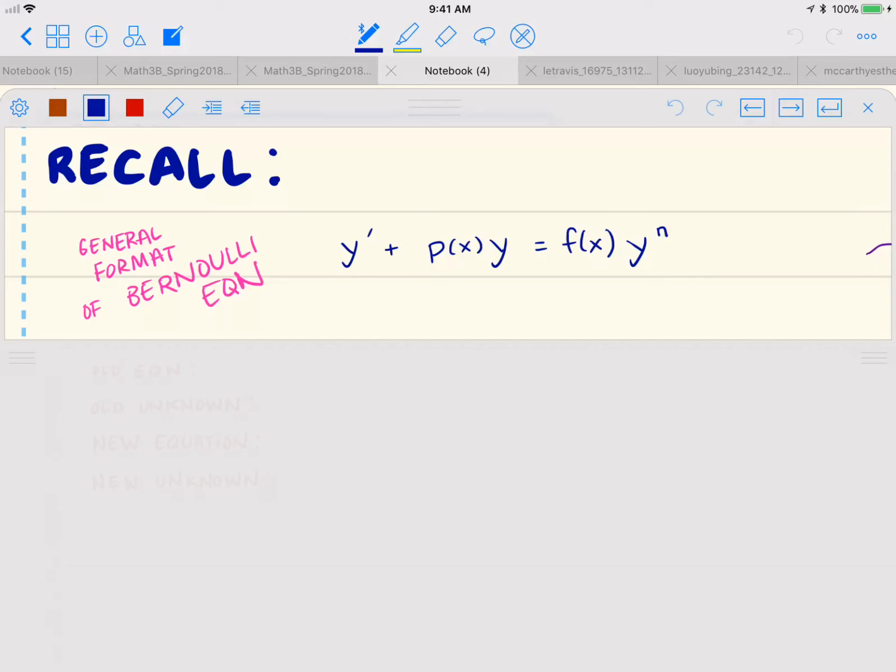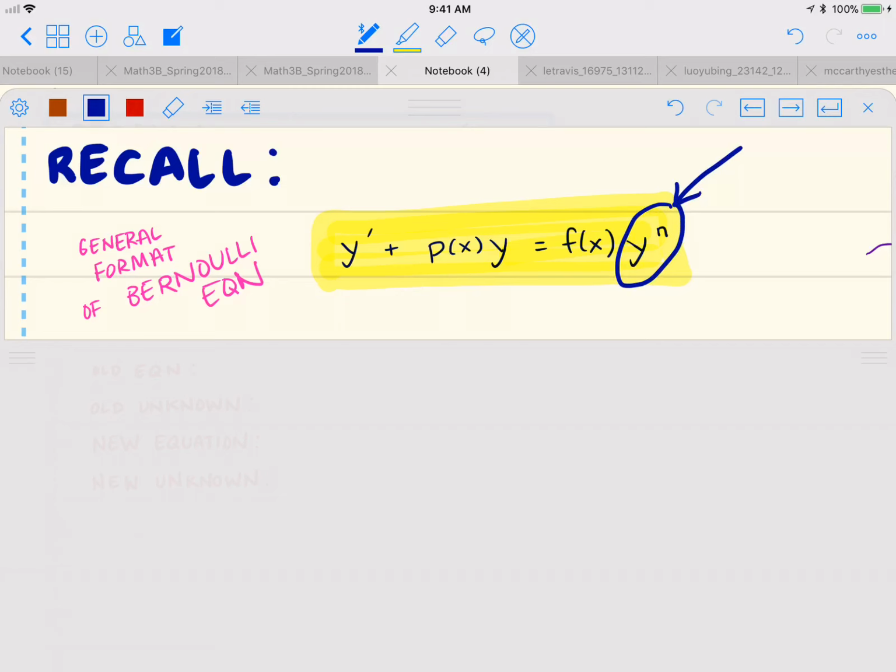Okay, so I want to start off by recalling the general format of a Bernoulli equation, and we have it right here. Notice that the general format of a Bernoulli equation is that of a first order non-linear differential equation. And why is it nonlinear? It's nonlinear because of this y to the n term, right? This is what stops the Bernoulli equation from being linear.